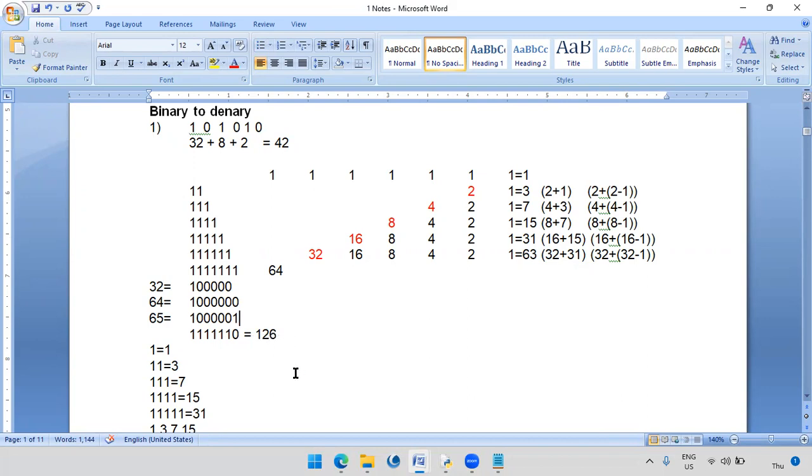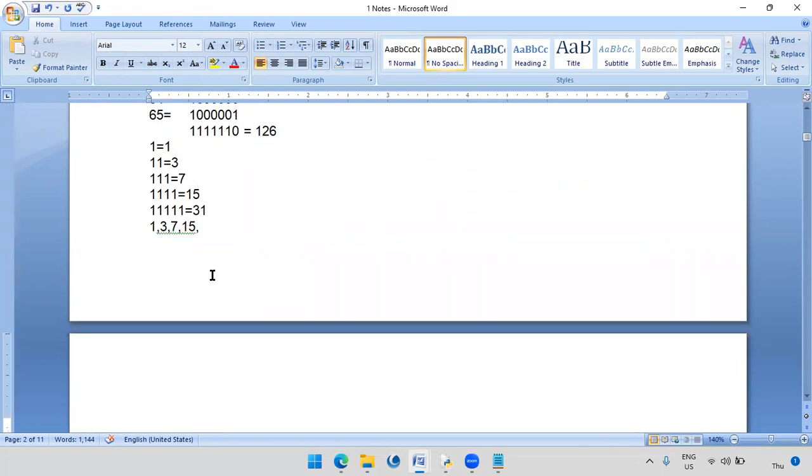All right. One more thing to remember is this. 2 ones is 3 in denary. 3 ones is 7. 4 ones is 15. 5 ones is 31. Like that. You have to remember these things. 15 is very essential, very important to remember. 4 ones is 15.